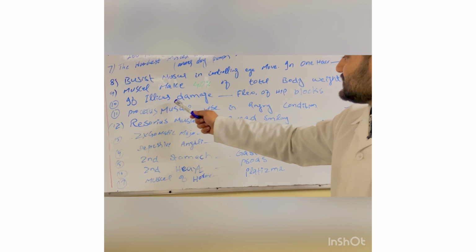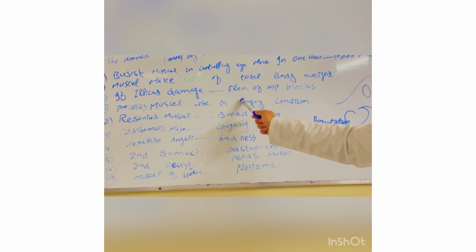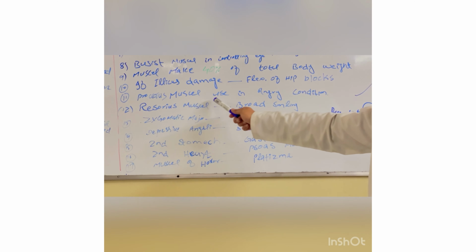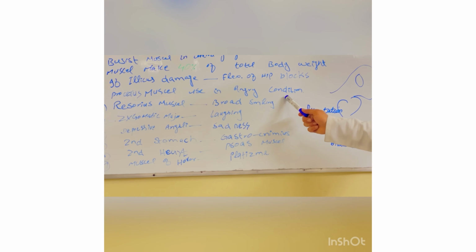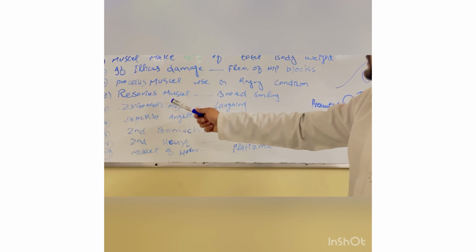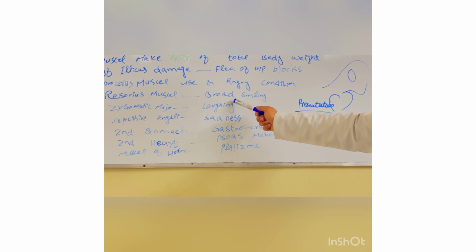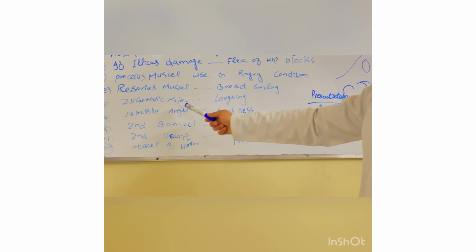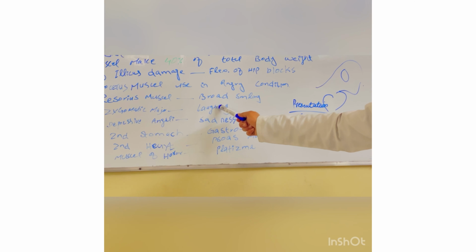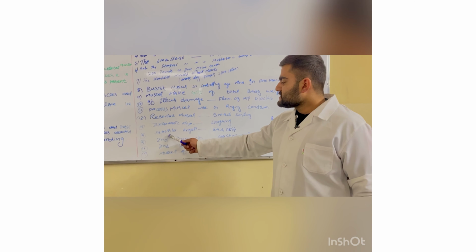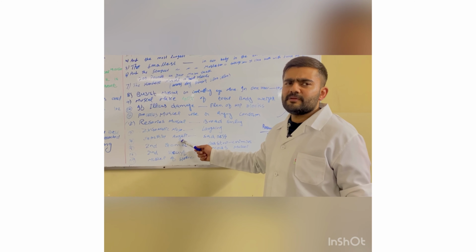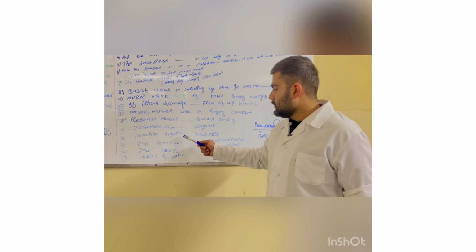If the iliacus muscle is damaged, flexion of the hip will be blocked. Next one is the procerus muscle, which is used in angry conditions. And the next one we have is the risorius muscle, which is used for broad smiling. And next one is the zygomaticus major, which is used in laughing. And next we have the depressor anguli oris muscle, which is used probably in sadness.